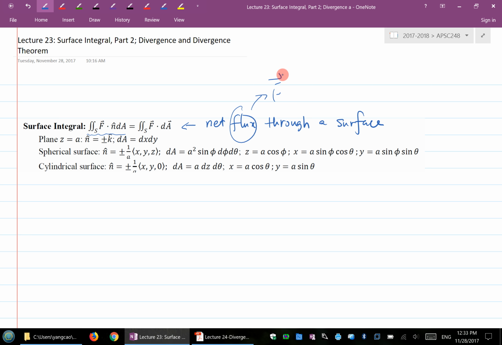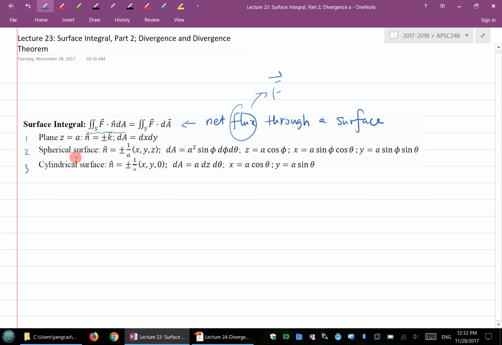Now we evaluate this surface integral by separating it into different cases. These are the first three cases that I covered in the previous lecture. If you have a plane parallel to the xy plane, how would you deal with n hat and dA? If you have a spherical surface centered around the origin, what do we do with n hat and dA? If you have a cylindrical surface centered around the z-axis, what will be the n hat and the dA? Those are the special cases in terms of evaluating the surface integral.